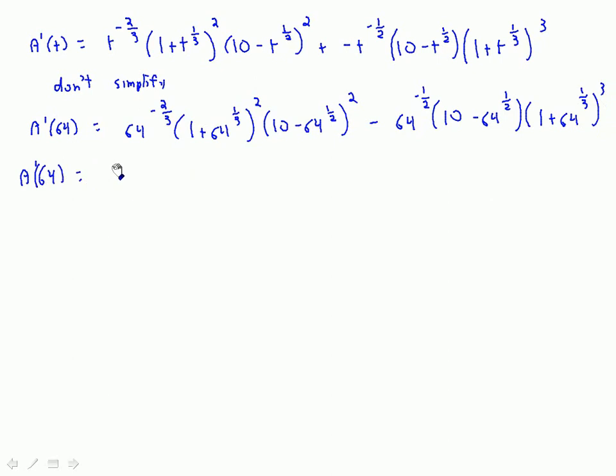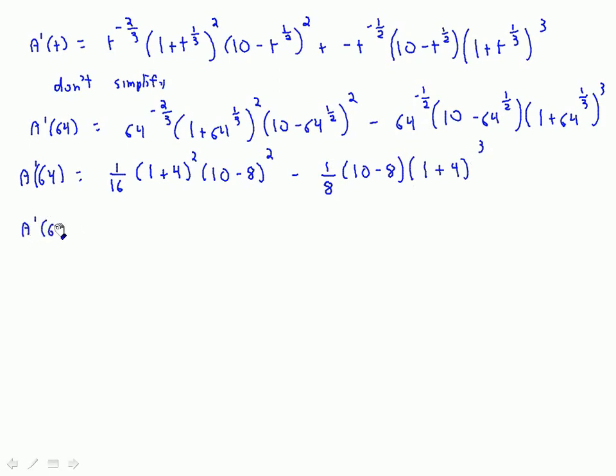64 to the negative 2/3 is 1 over 64 to the 2/3. And the cube root of 64 is 4. 4 squared is 16. So this whole thing turns into 1 over 16 multiplied by 1 plus 64 to the 1/3, which is the cube root of 64. You can use your calculator, just know that. It's going to be 4, and then all this squared. Next bracket is 10 minus the square root of 64, which is 8, which is all squared. 64 to the negative 1/2 is 1 over the square root of 64, so 1 over 8, multiplied by 10 minus 64 to the 1/2, which is 8, multiplied by 1 plus cube root of 64, which is 4 again, cubed. So I'm doing a low-tech way of working this solution out.